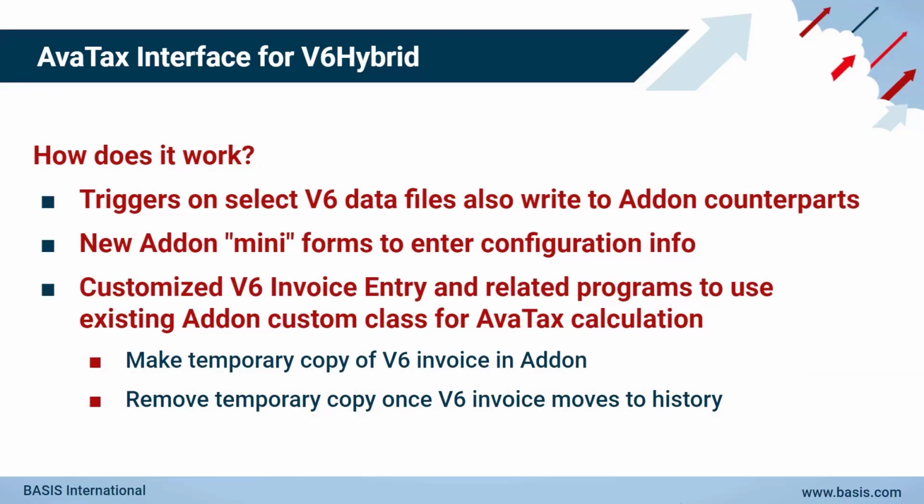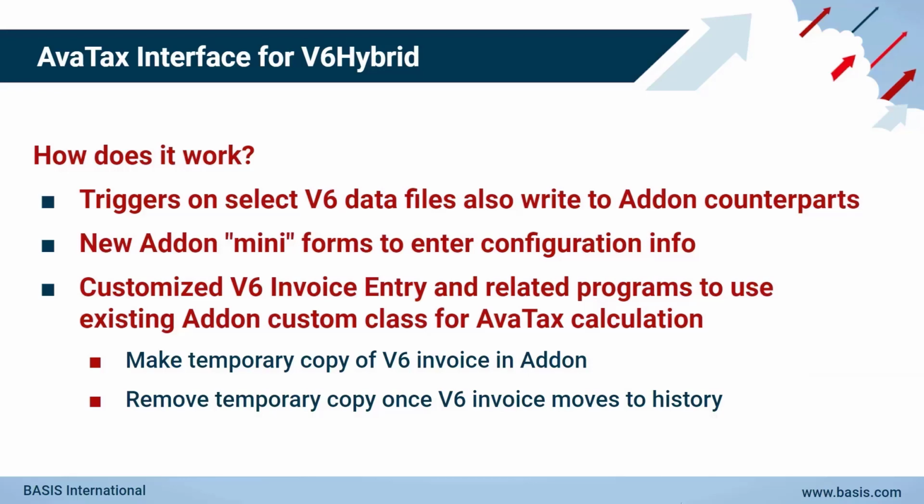Well, here's the 50,000-foot view. We use triggers on several V6 files, mostly code and master files, so that whenever a record is written to a V6 file, it's also updated in the Addon counterpart. Then, we give users pared-down access to those Addon tables through a series of mini-forms, so that they can enter just the remaining configuration data that's required for AvaTax.